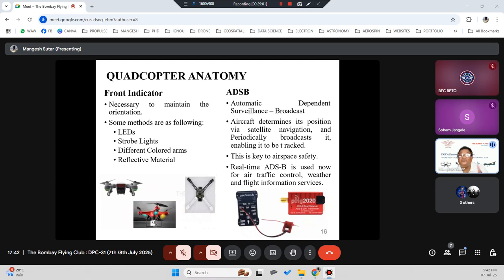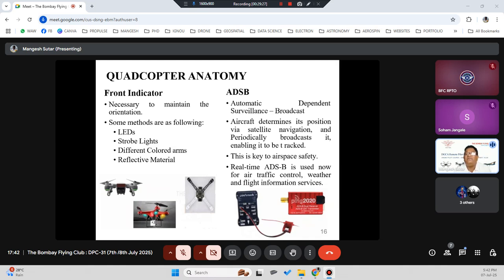But these are only visual markings. Even you as a pilot, by looking at the drone, you should know what is the front and what is the back. So I will park this as of now. I do want to show this to you practically. I will be showing you in the store as well as in the field, and I will be asking you to identify the orientation of the drone.